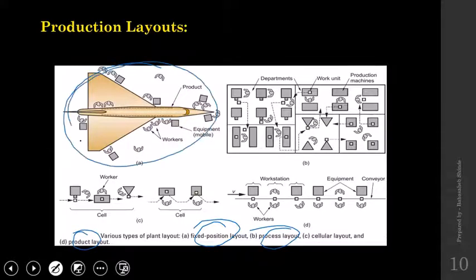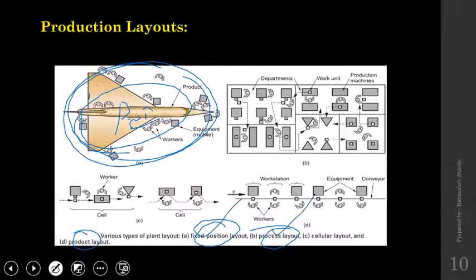The first one is the fixed position layout. Fixed position layout means the equipment or product that is being manufactured, for example this jet plane, cannot be moved here and there. Similar operations are going to be there repeatedly, so everything will be fixed at its position, and such a layout is called a fixed position layout.